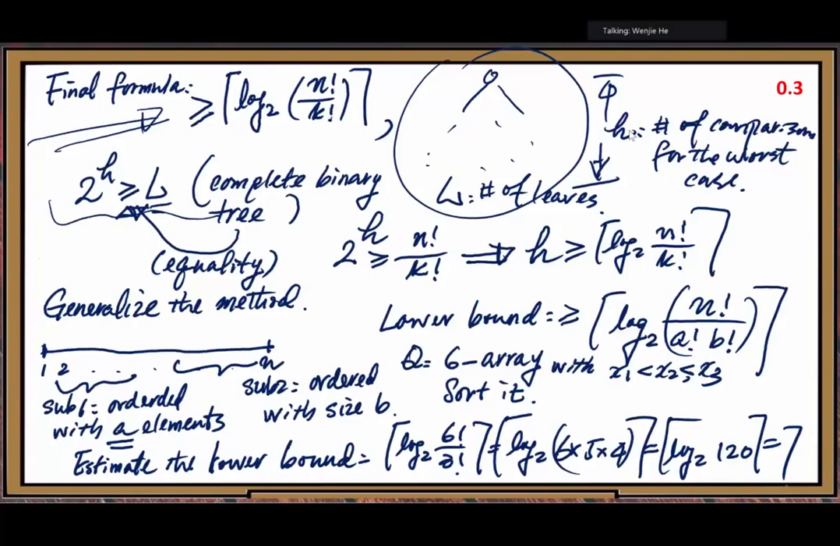That means if you can find a solution with 7 comparisons, then your solution must be optimal. Nobody can do better than 7 comparisons. But the next question is, is it possible to find a solution with 7 comparisons? That's another question. Possible or not? All right, then let's try it.